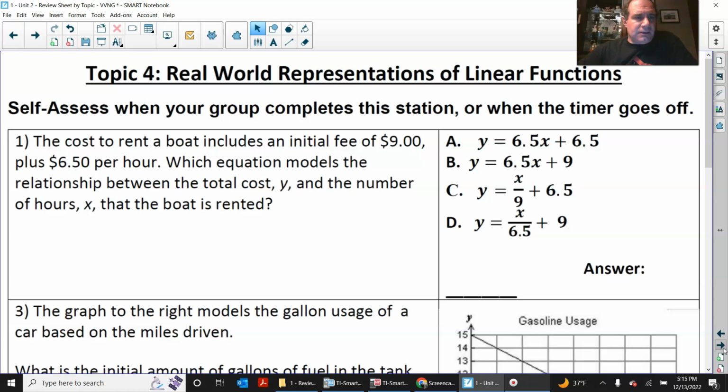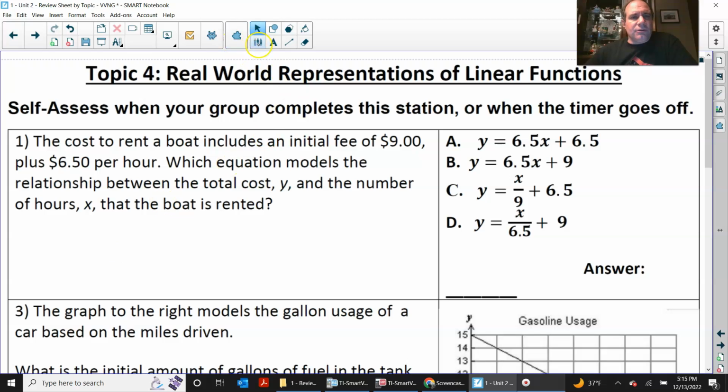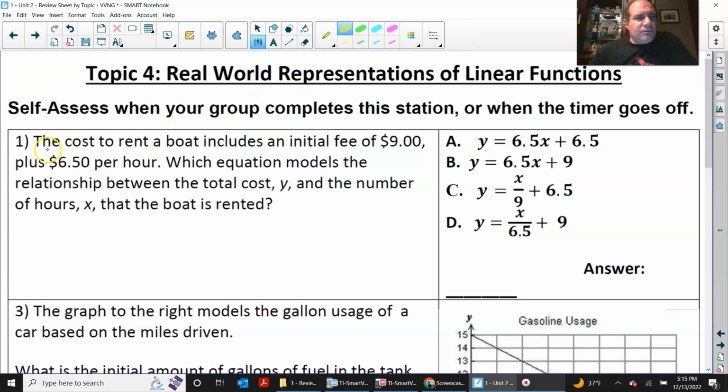Our last topic, topic number 4. Oops, it's not our last topic, but we're getting close to the end here. So let's go ahead. This is real world representations of linear functions. The cost to rent a boat includes an initial fee of $9 plus $6.50 per hour. So that means we are going to take this right here, and we are going to say that that is the slope, the rate. So we're going to put m equals $6.50 per hour.